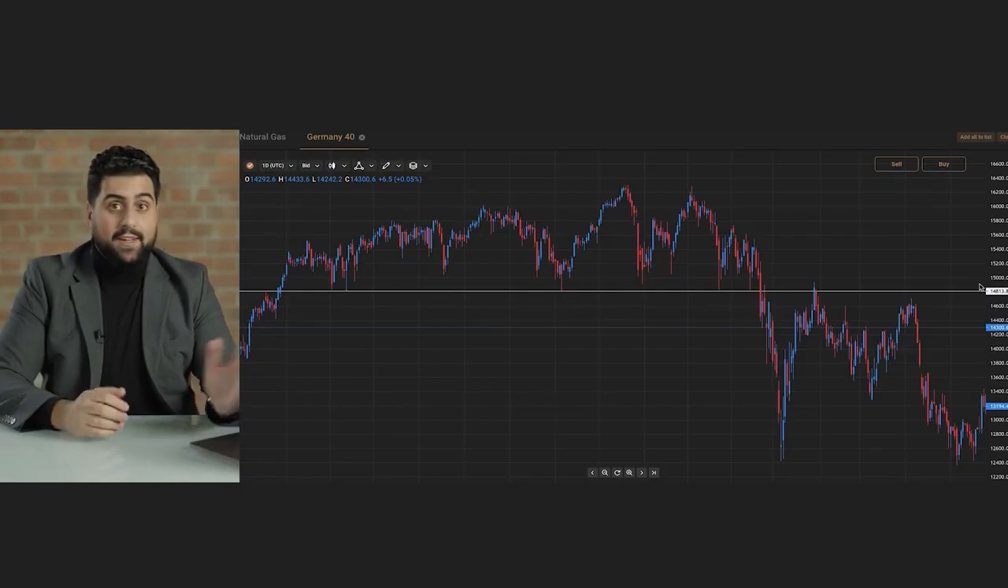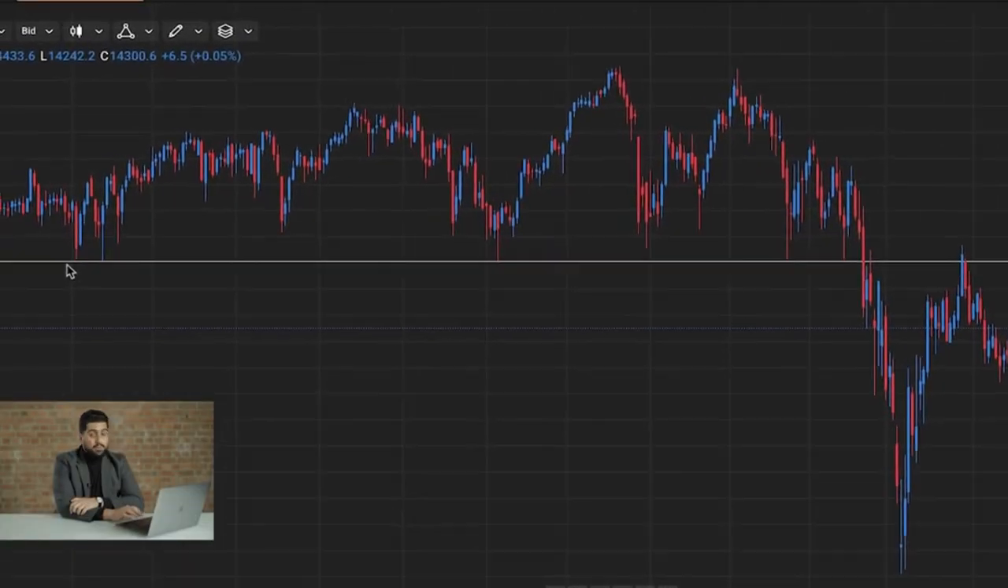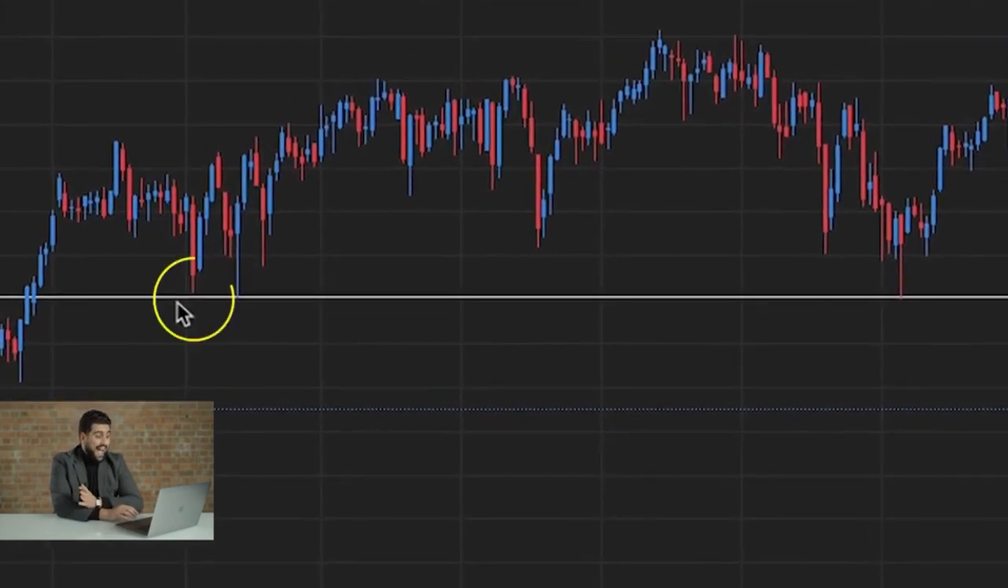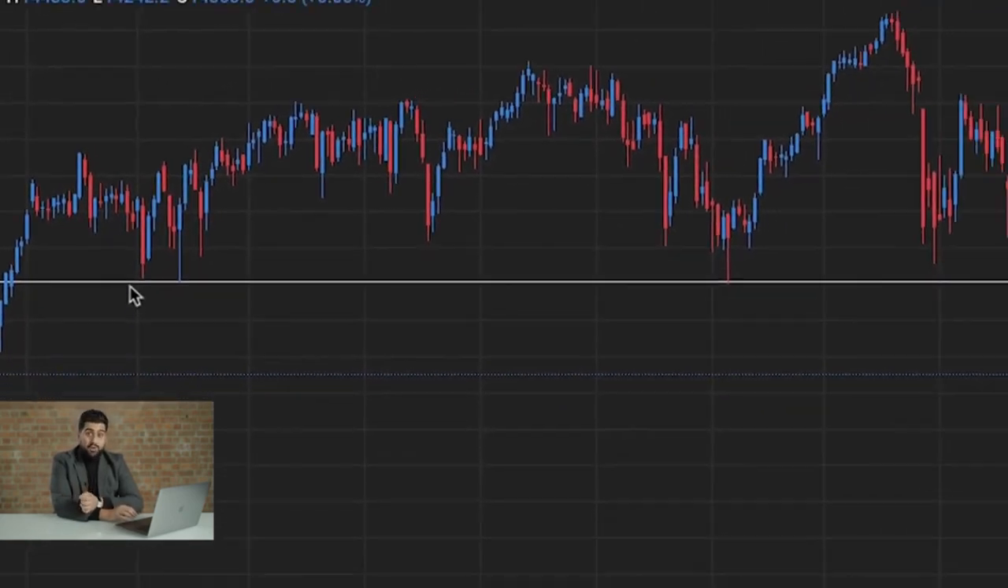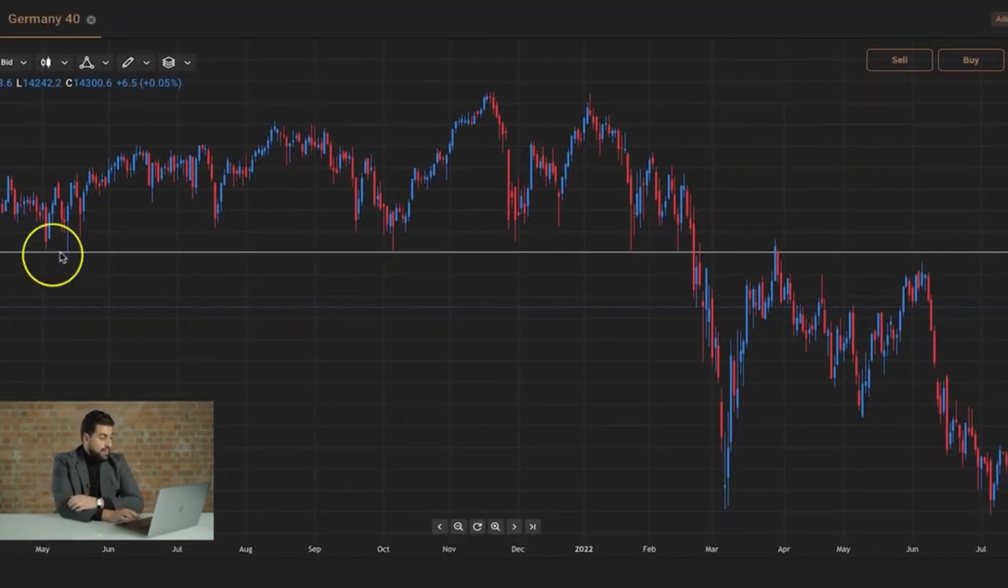Let's take a look at some examples. If we look at the chart here, which is the German 40, it's the DAX, it's a daily chart, you can see that when it was used as a support, the market pretty much stopped on a dime. It stopped at that level to the pip or to the point, and the market then moved higher. So we had it here, the market stopped there and moved higher. We had it again here and here, okay?